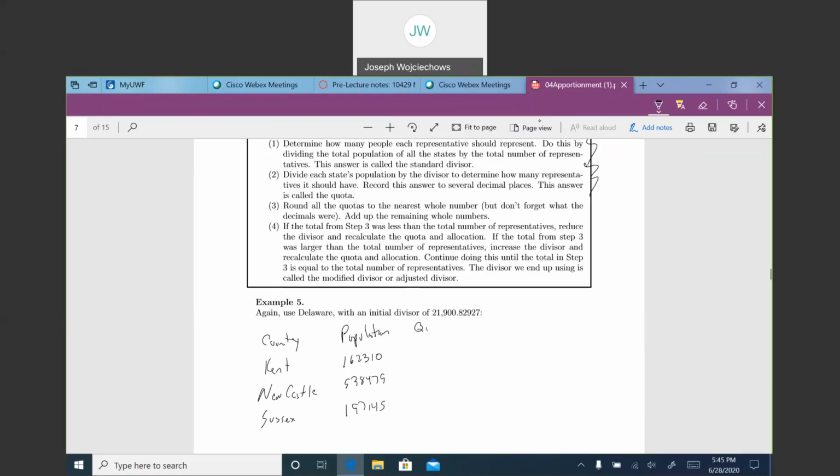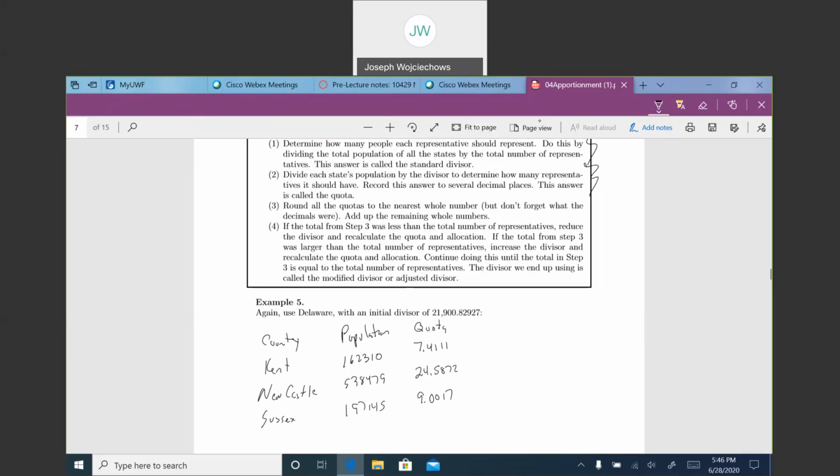Okay, then we have our divisor there, which is the same as before. We do all our division, and we get our quotas of 7.4111, 24.5872, and 9.0017. Now it says round to the nearest whole numbers.